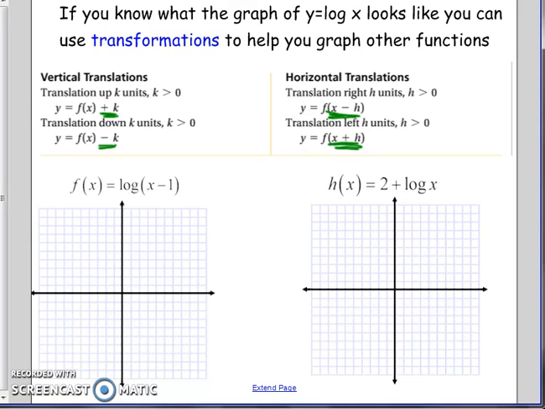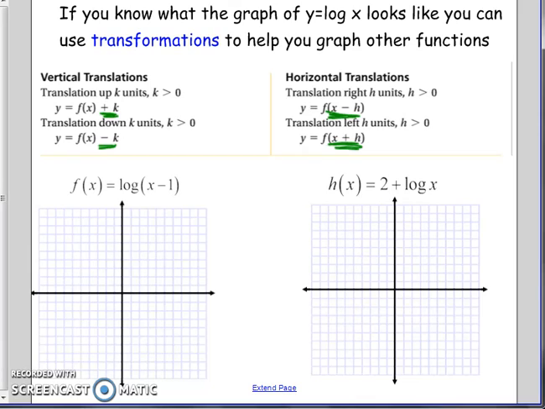So as long as we can create the original log function, you can just move each point up, down, left, or right, wherever you need to move it to. So first thing we want to do is figure out what this is going to look like. f of x equals log of x minus 1. Since there's no base, the base is 10.